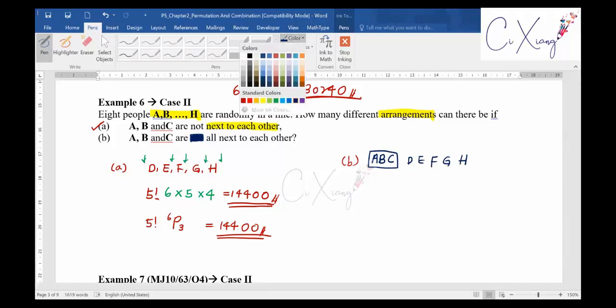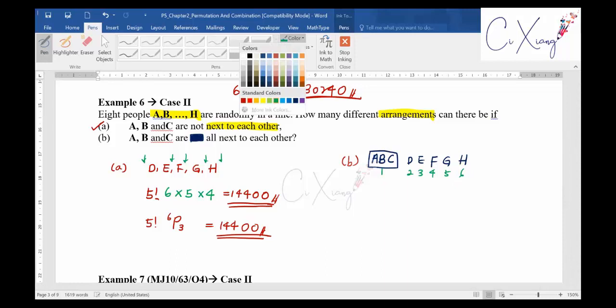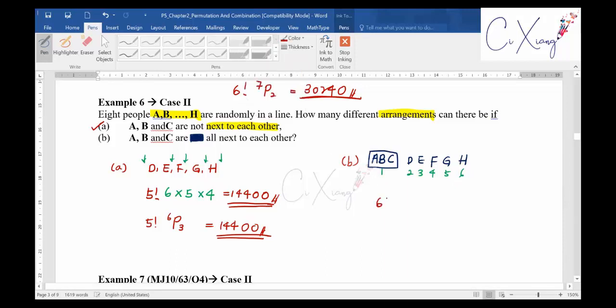So again, how many items do you have here? 1, 2, 3, 4, 5, 6. So you're having 6 items here, therefore you should have 6 factorial first. Okay, then after that you need to consider the arrangement in the group itself, right? So the A, B, C here, you can write it as 3 factorial. Okay, so for this answer, 6 factorial multiplied with 3 factorial, it is for the case all next to each other.